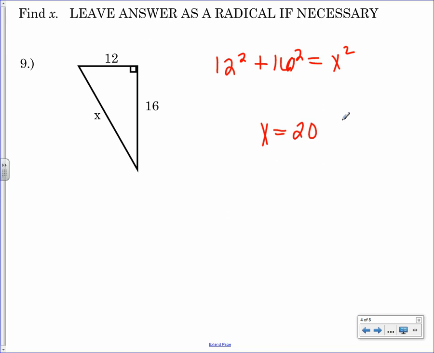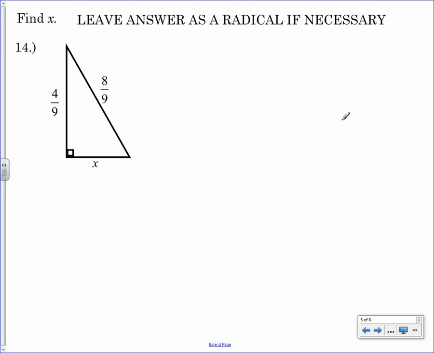Okay. I told you to go ahead and skip this one for just a moment. It's no harder than the other ones. It's just that it's fractions and that freaks people out. So we'll come back to that in a second.